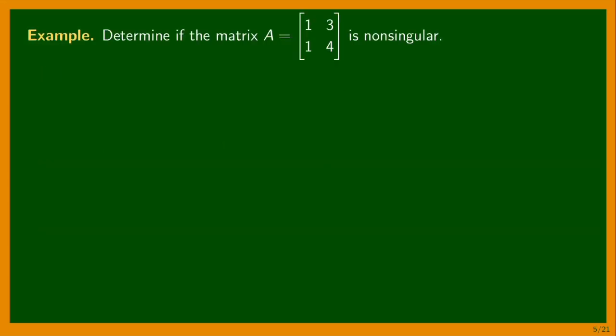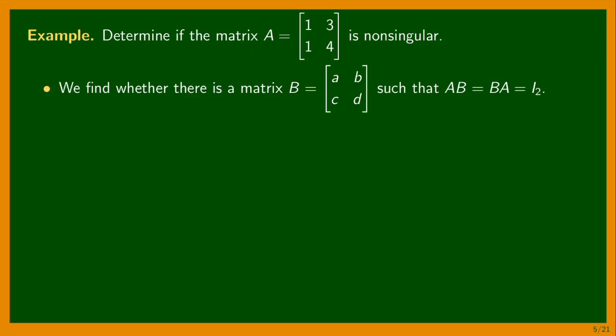Let's consider a 2 by 2 matrix A. I'm sorry, this is just a 2 by 2 matrix. The first row is 1, 3, and the second row is 1, 4. Okay? Our goal is to determine whether this matrix is non-singular.